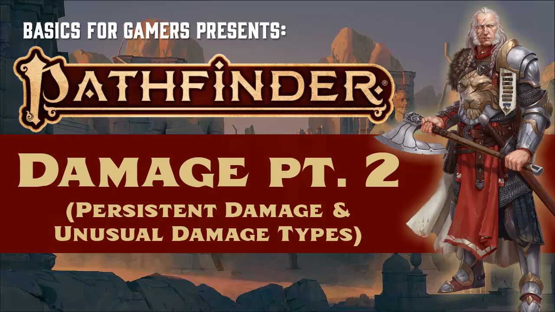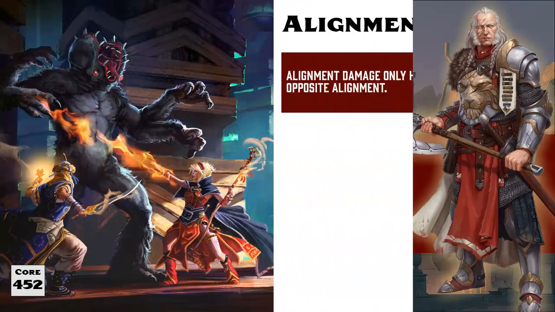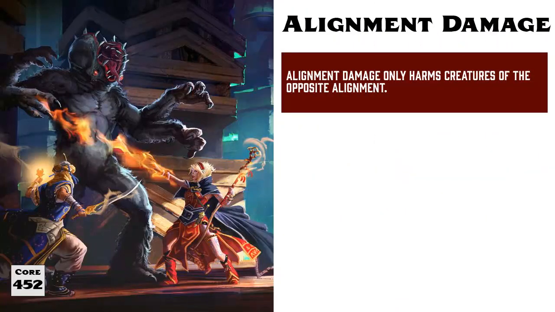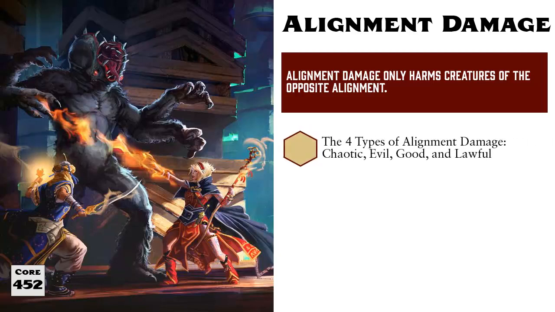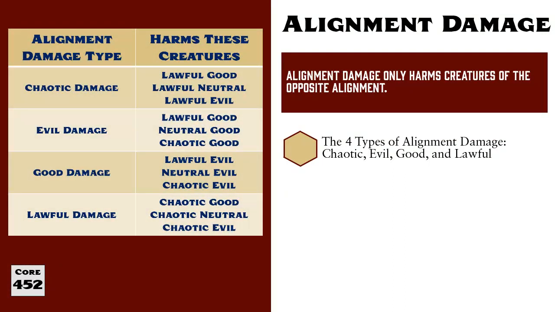In Part 1 we discussed the 4-step process for determining damage, and in this video we're going to expand on that by covering a few of the less familiar damage types, starting with alignment damage. Alignment damage is a special kind of damage often associated with divine spellcasters and fiends. There are 4 types of alignment damage: chaotic, evil, good, and lawful. When a damaging effect applies alignment damage, only creatures of the opposite alignment can be harmed.